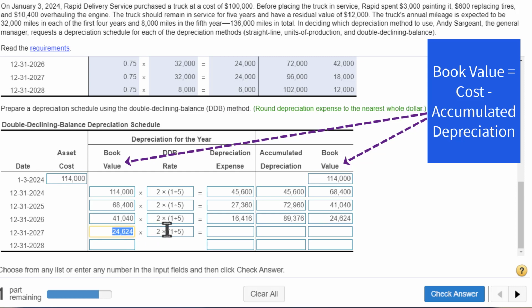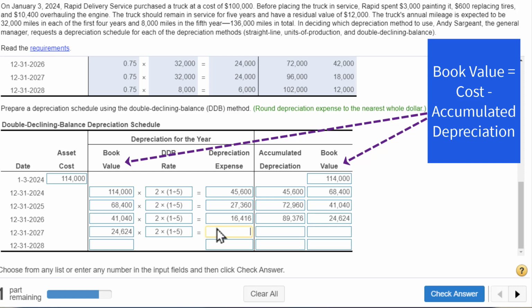Multiply that times 2 divided by 5 gives us 9,850. So accumulated depreciation is the prior year's accumulated plus this year's depreciation gives us 99,226. Almost done. A lot of number crunching here. Book value, asset cost, minus the accumulated gives us 14,774.